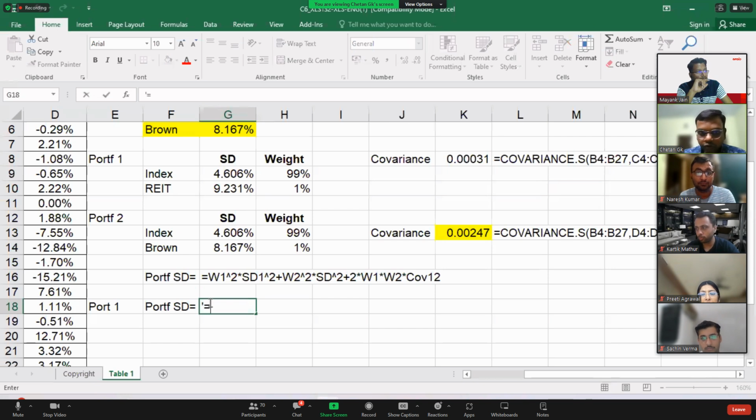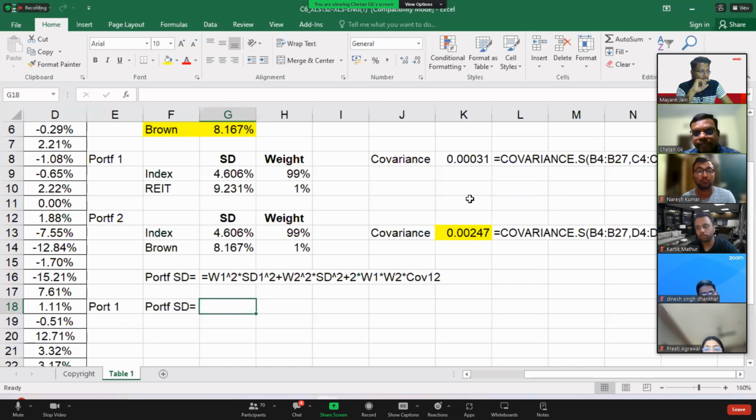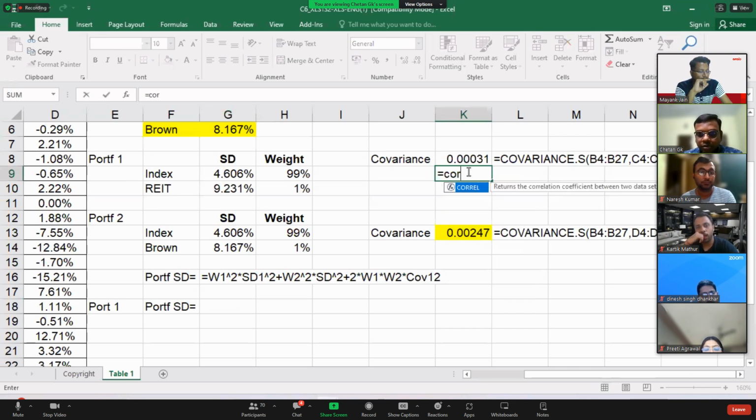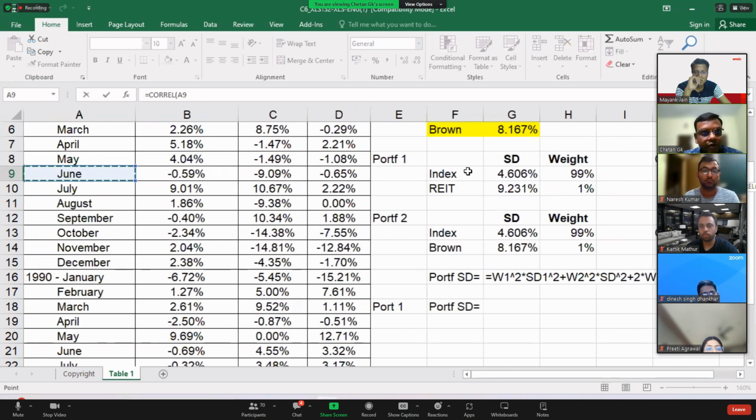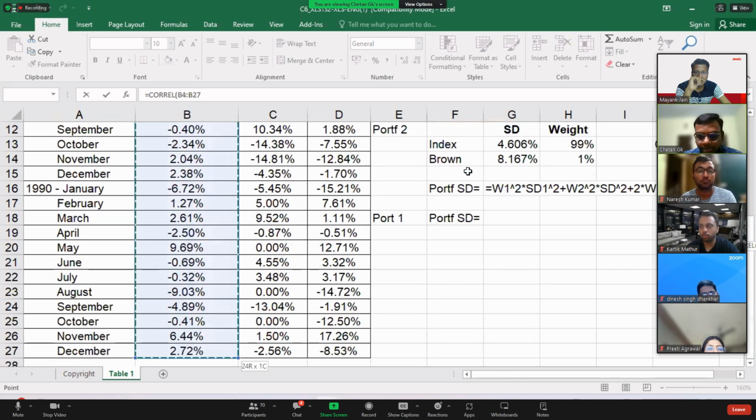Sir, what is the significance of the amplitude of this covariance? Positive and negative, we understood. Positive and negative we can understand, but if you want to understand the strength of the relationship, then you should compute the correlation coefficient. Okay, let's see the correlation coefficient. You can see here, right? So what I do is index and REAT.